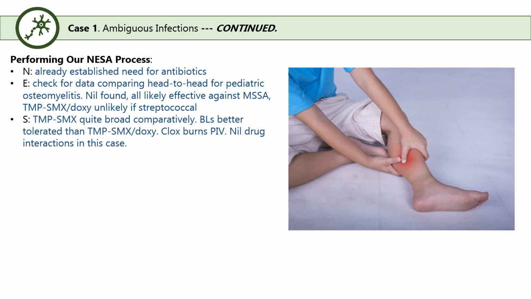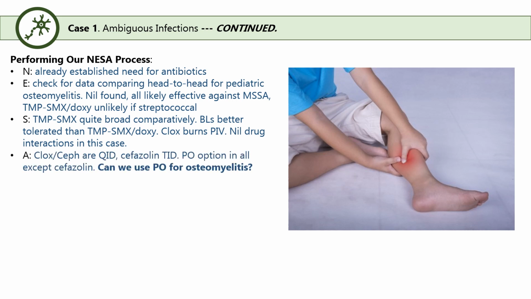Beta-lactams would also be tolerated the best among our choices, although cloxacillin would burn on PIV administration. There are nil drug interactions we know of in this case or allergies. Lastly, for adherence, our beta-lactam options are more frequent dosing than TMP-SMX or doxycycline. All have PO options except for cefazolin, but the question is, can we even use PO antibiotics for pediatric osteomyelitis? If you don't know, check.